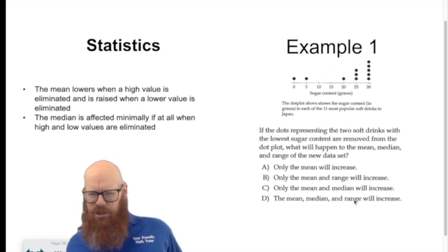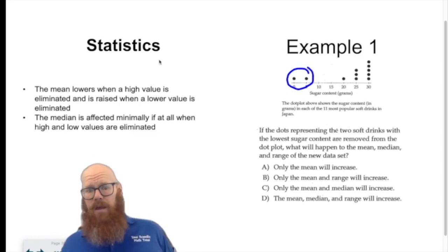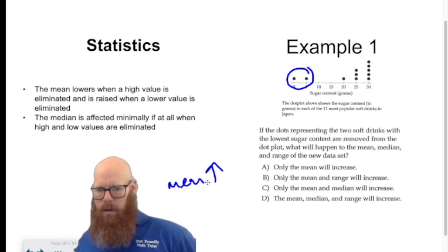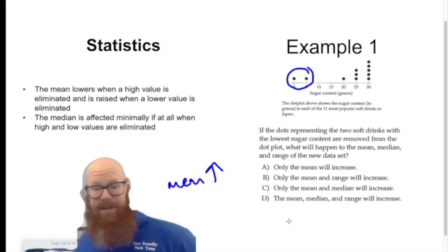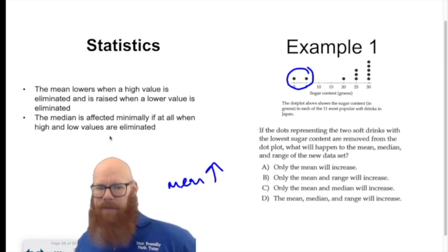So they like to ask a lot of questions surrounding these concepts. So if the dot plot is representing the 2 soft drinks with the lowest sugar content are removed from the dot plot, what will happen to the mean, median, and range of the new data set? Okay, so if we eliminate low values, the mean has to go up. So the mean will increase in every answer. Okay, so that doesn't help because every answer says the mean will increase. Now the median says it'll be minimally, if at all, affected. Well, we still, in this case, have to figure that out.